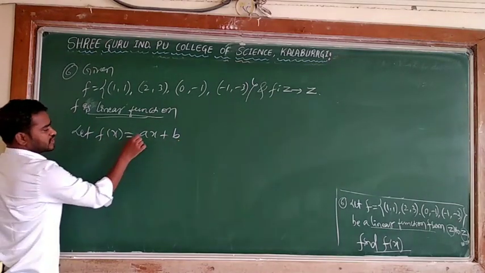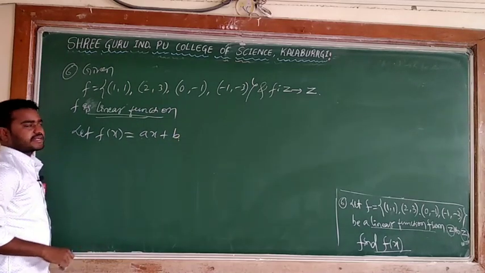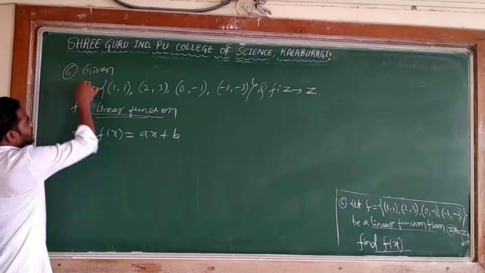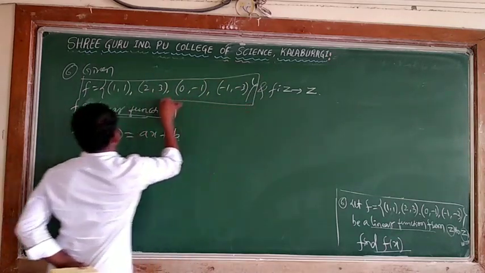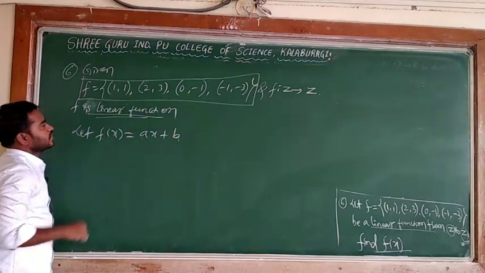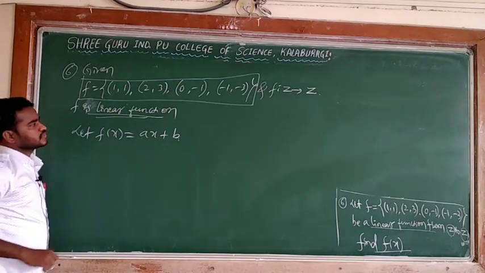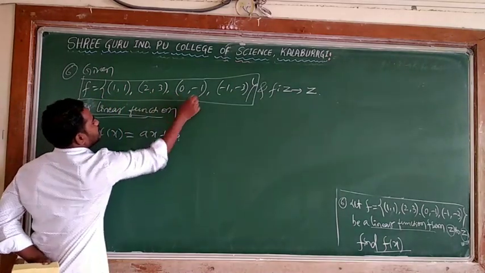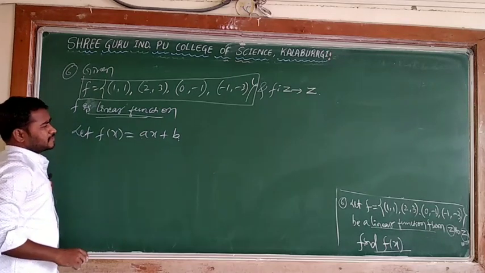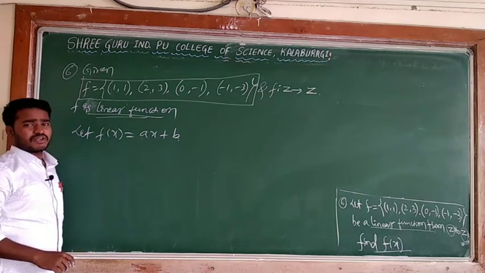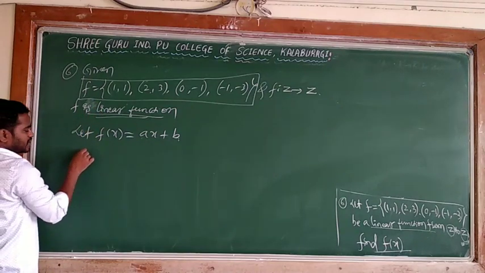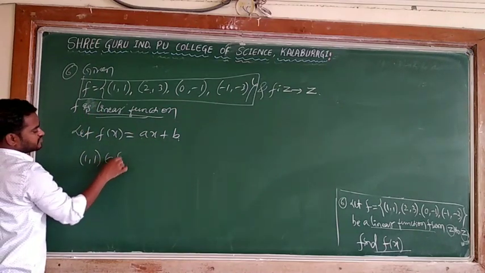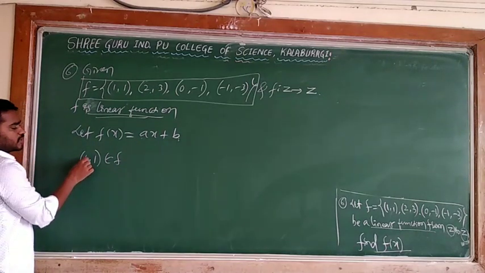Using this, I need to find the a value and b value. So now we have F equal to this one. This is very, very important. Here, what are the things I have? (1, 1) I have, (2, 3) I have, (0, -1). Using this you can find the values. Can I say (1, 1) belongs to f? (1, 1) belongs to f.